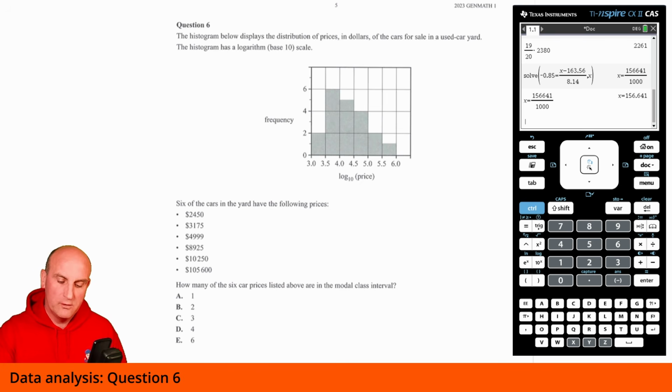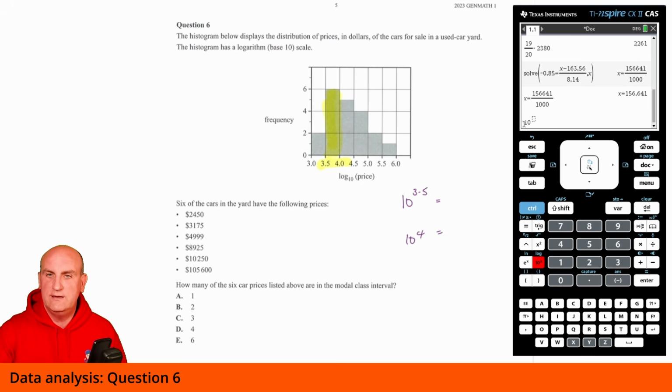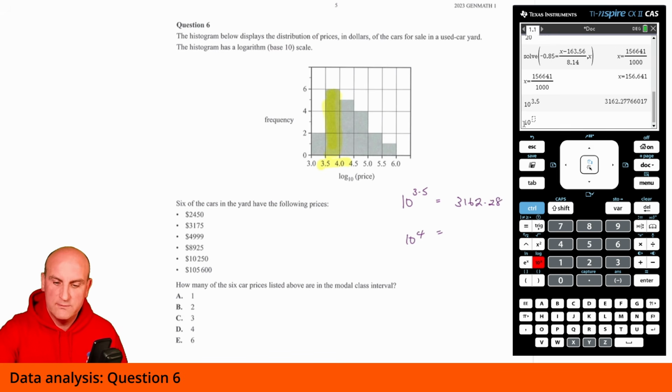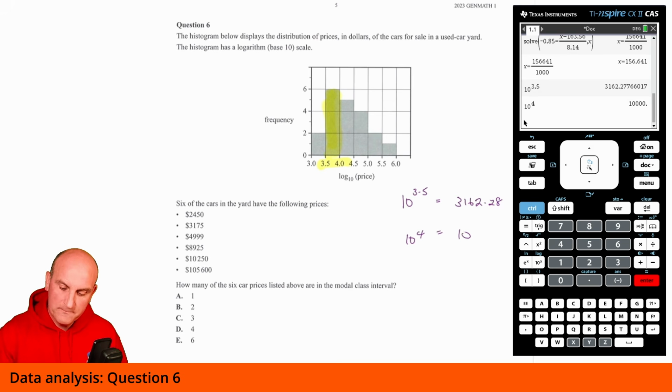Well, the modal means the most common. Here is my modal class here, and it goes between 3.5 and 4, at least a log 10. So to turn those into actual numbers, I do 10 to the power of 3.5 and 10 to the power of 4. So put that into my calculator, 10 to the power of x, I've got that button here. 10 to the power of 3.5 gives me 3162.28. And then 10 to the power of 4 gives me 10,000. Probably should have already known that one. There we go. So there's my 10,000.